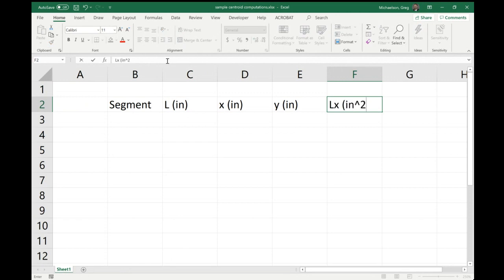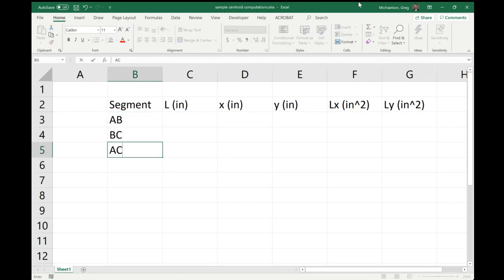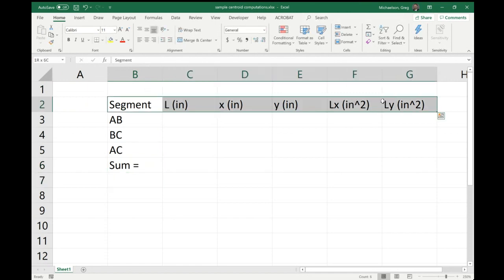That was inches squared. We had three segments that we were using: segment AB, BC, and AC. Then everything down here was a sum.